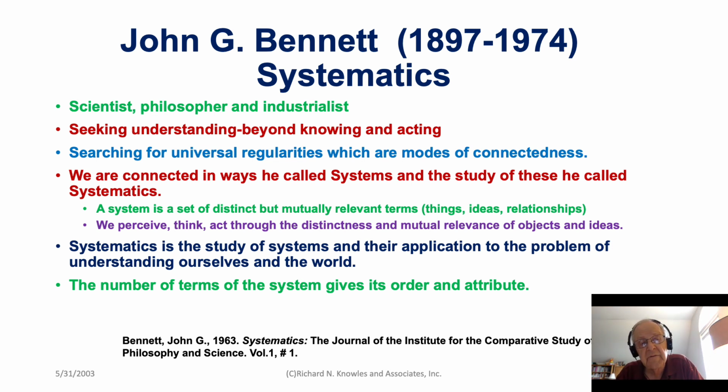The system is a set of distinct but mutually relevant terms, like ideas or things or relationships. We perceive, think, and act through the distinctness and the mutual relevance of the objects and the ideas. Systematics is the study of systems and their application to the problem of understanding ourselves and the world. The number of the terms, 1, 2, 3, 4, monad or dyad, gives its order and its attribute, and you'll see that as we move through these terms, they become more and more complex.